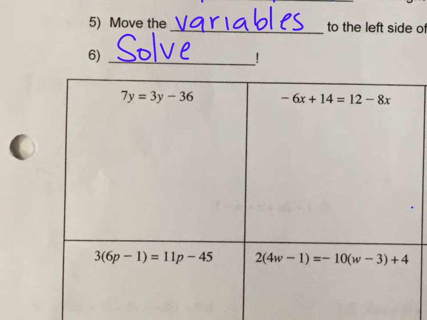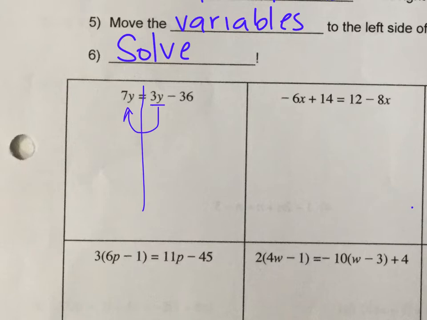All right. Step 1 and 2 says to distribute, but there are no parentheses in this first one, so I do not distribute. The next step says to combine like terms. Well, there's nothing to put with 7y. I can't put 3y and negative 36 together, so that means I don't do 3 and 4, so I start with step 5. I want to move this variable on the right side to be on the left.